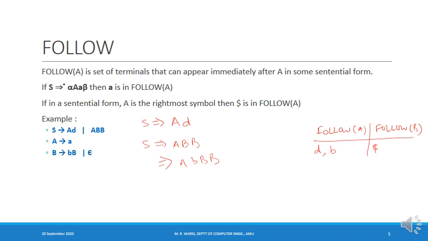Let's once again start the derivation from capital S, and I expand it using the second production. I obtain the sentential form capital A, capital B, capital B, and then I expand the last capital B using the first production, and I obtain this sentential form. And in this sentential form, small b is following capital B, so small b will be there in the follow of capital B. So I add small b to the follow of capital B.